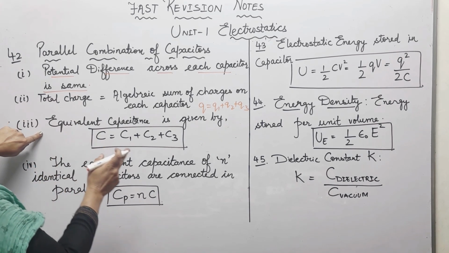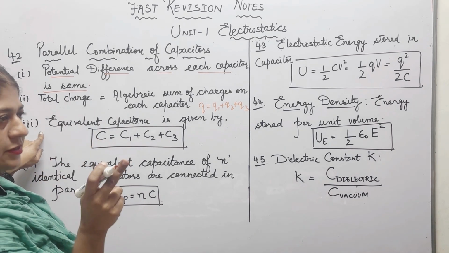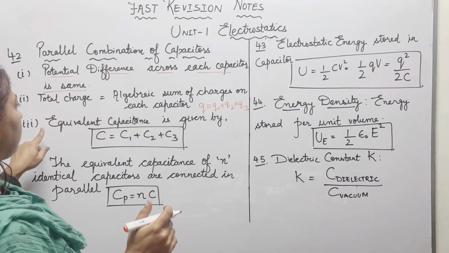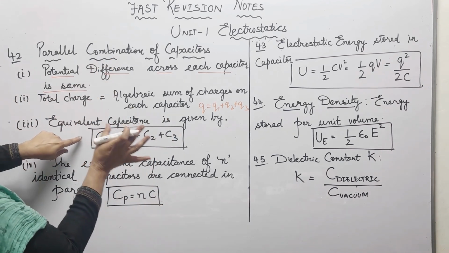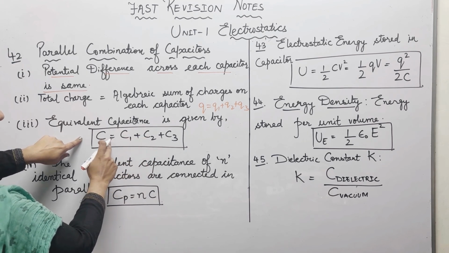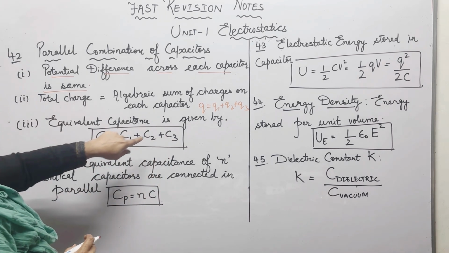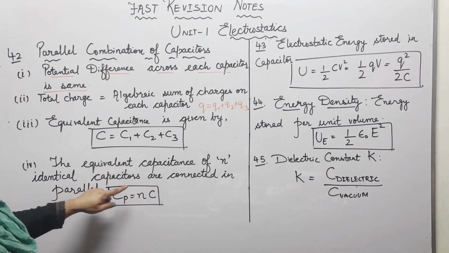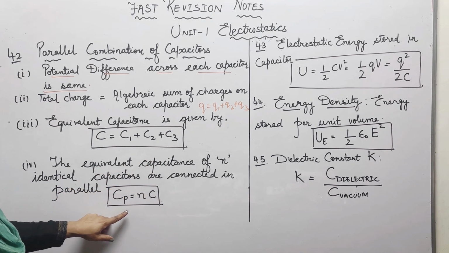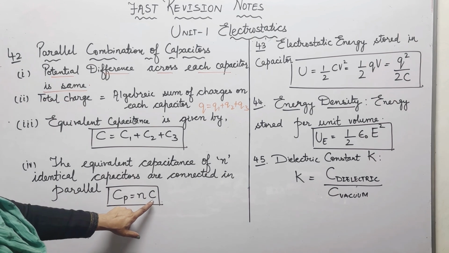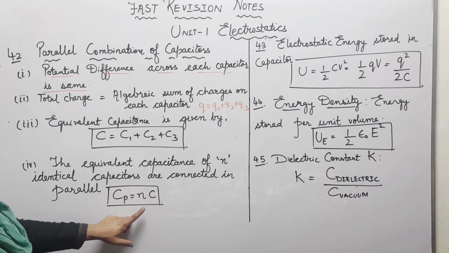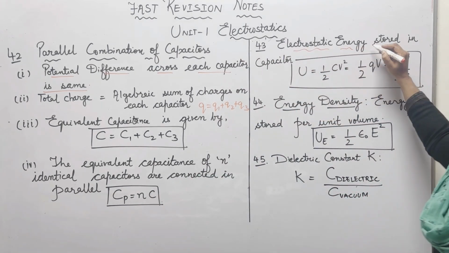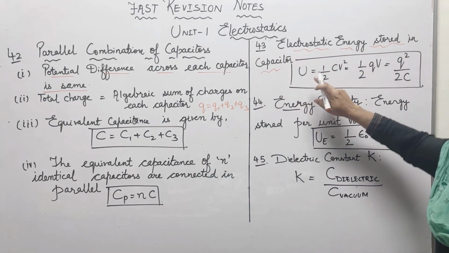For equivalent capacitance, in the series combination it was 1 upon C1 plus 1 upon C2 plus 1 upon C3. In the parallel combination, for three capacitors, the equivalent capacitance is given by simply adding C1 plus C2 plus C3. The equivalent capacitance of n identical capacitors in the parallel combination is given by the product of the capacitance and n.